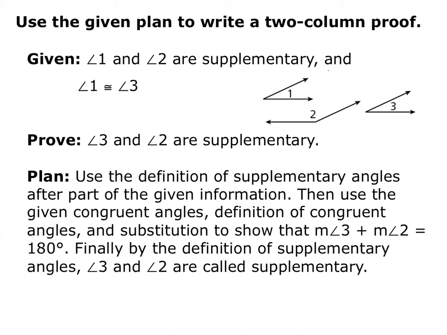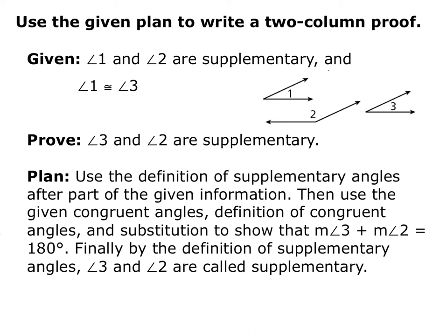Okay, reading that sentence again, it said definition of congruent angles and substitution. So now substitution property of equality is your reason on the right-hand side. I think we're at line 5. Now, where can we get measure of angle 3 plus measure of angle 2 equals 180?